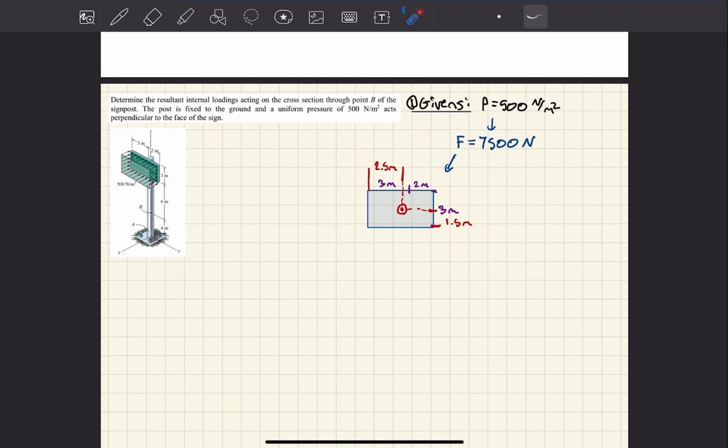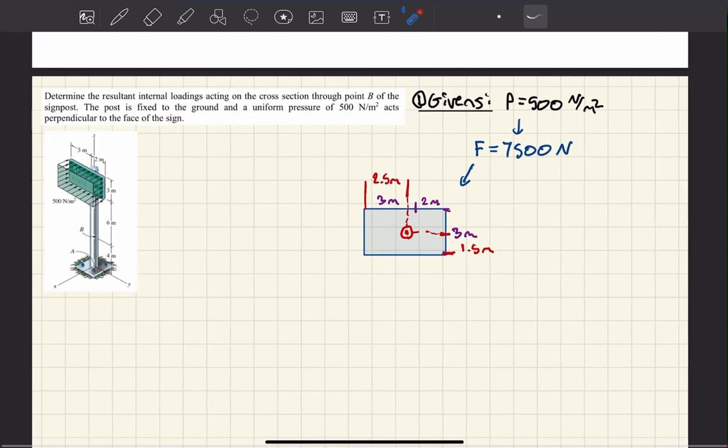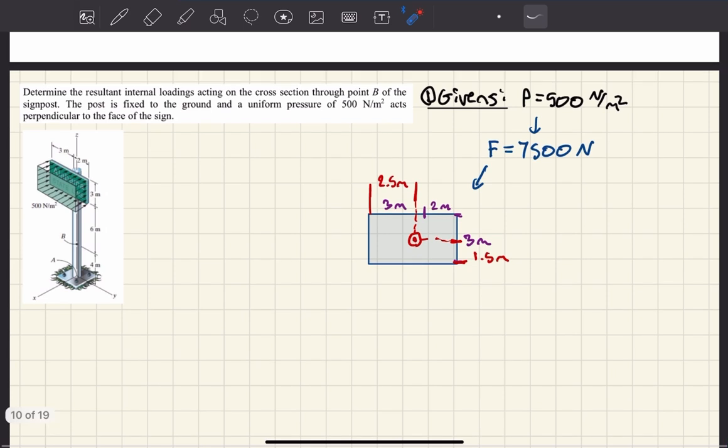What does the question want us to find? It wants us to find the internal loading. What is the internal loading at point B? Basically, it says we want to find the magnitude of 6 degrees of freedom. What 6 degrees of freedom does this structure have?